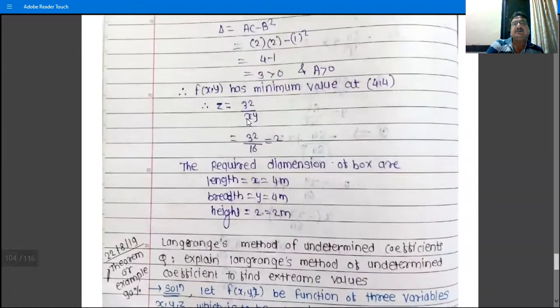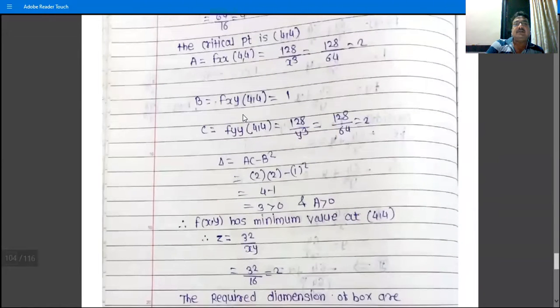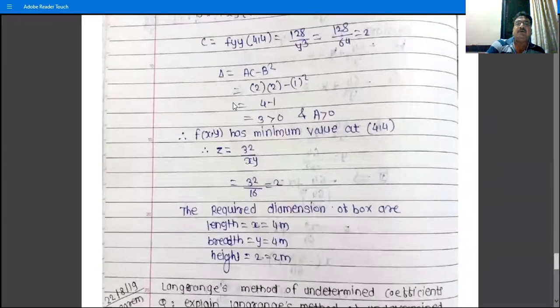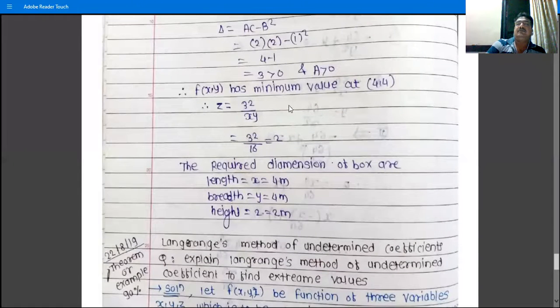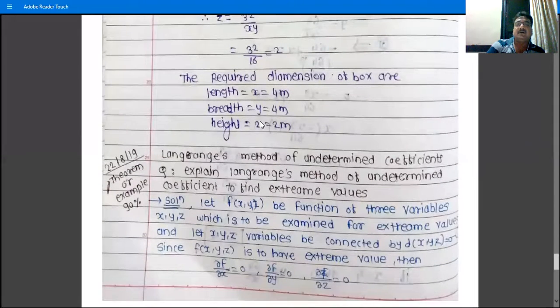These are the problems of extreme values, that is, maximum and minimum values for functions of two variables. So solve all the exercise problems of the maximum and minimum values of two variable functions. Those are shared with you through the WhatsApp group, the homework problems on stationary points and extreme values of the two variable function.